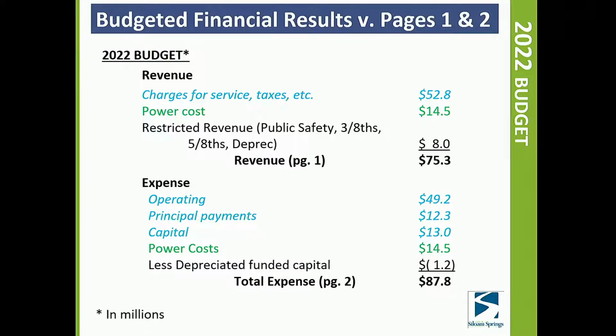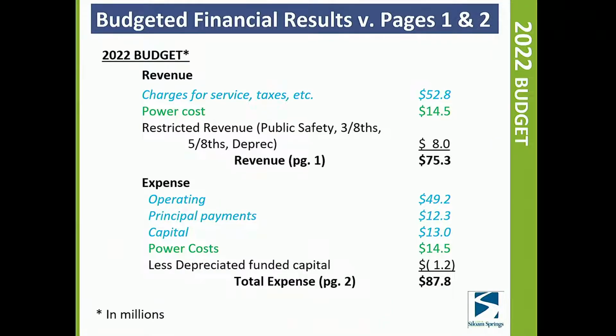Aside from power cost, which we discussed at the last meeting, there's one reconciling item in revenue and one in expense. In the previous slide, we used draws from reserves to show how restricted revenues will be used in the 2022 budget. However, on page 1, it only lists the amount of restricted revenue that the city expects to receive. In expense, the reconciling item is depreciation funded capital. These numbers have been historically excluded from page 2, but staff will add them back in the future to remove the reconciling item.